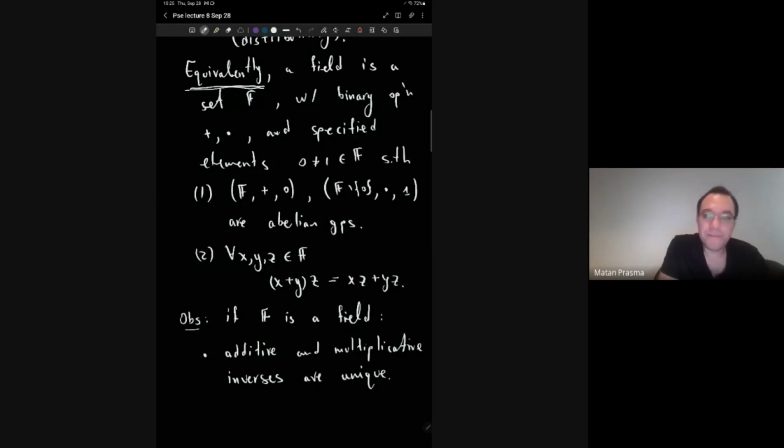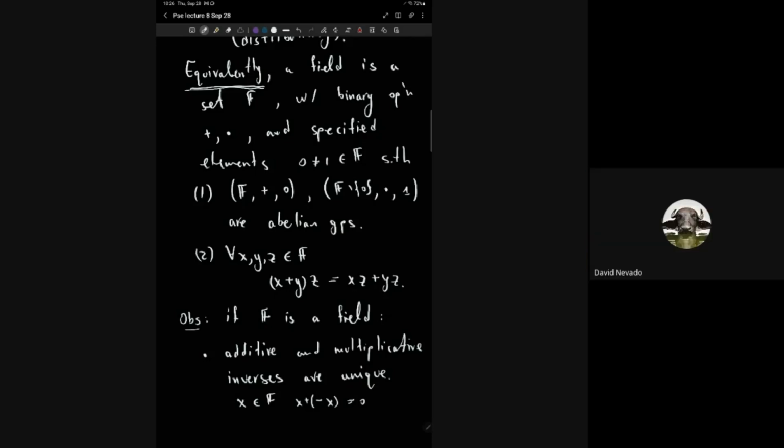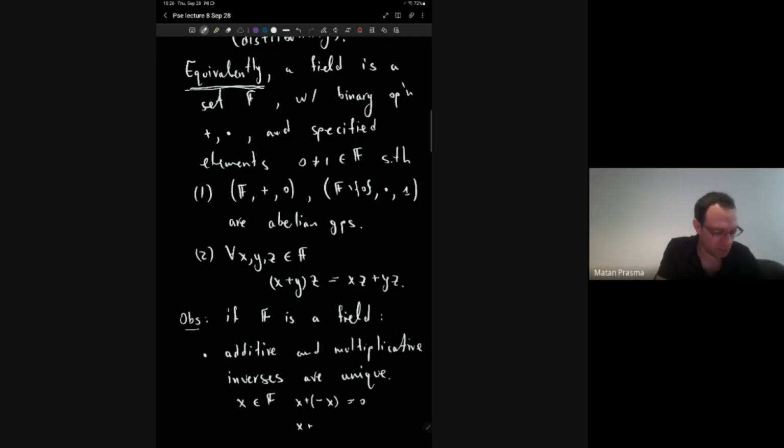Can anybody say why? I claim that you take an element x in F. You know that you have an element minus x such that x plus minus x is equal to zero, but you cannot have another element different than minus x that satisfies this property. Can anybody say why? I would just write the same thing with the other candidate. Yes. And you can subtract x to both sides and you see they're equal. But what do you mean to subtract? We're trying to prove that you could subtract. To subtract is to add the inverse.